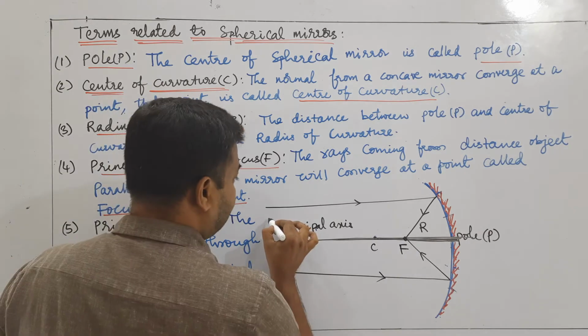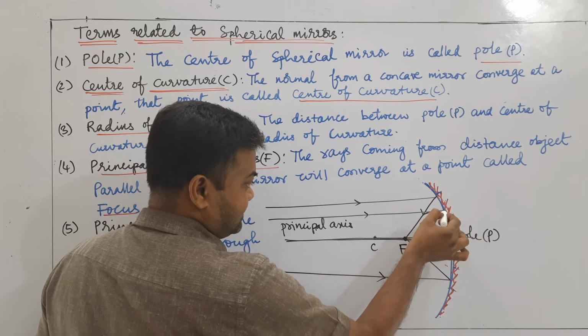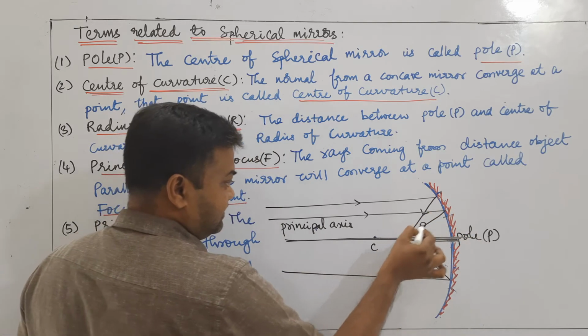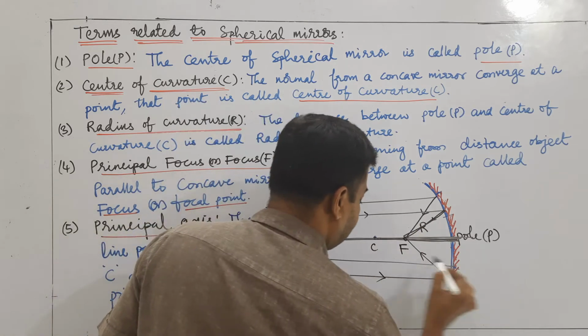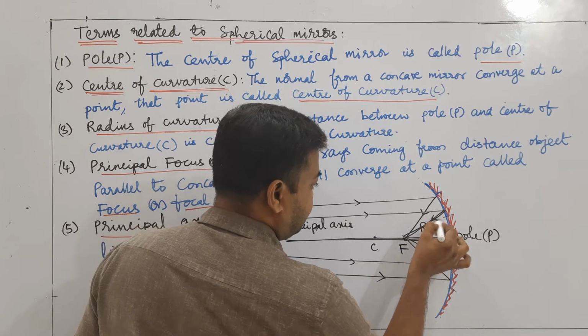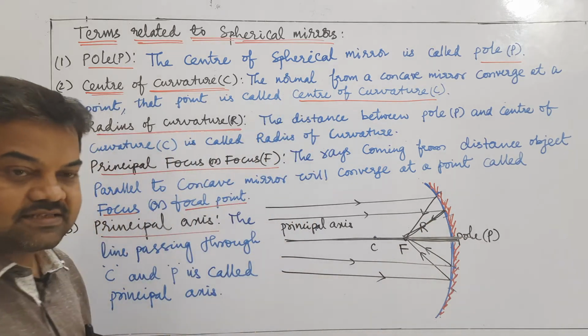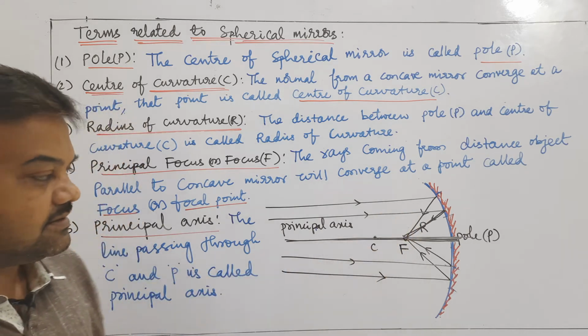Suppose you take one more ray parallel to the principal axis. After reflection they will converge like this. All the rays parallel to the principal axis will converge at one point, and this point we are calling the focal point.